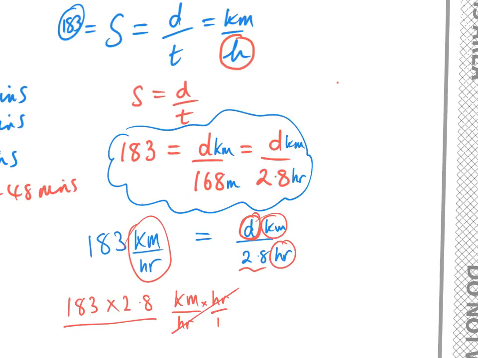So if we look at 183 times 2.8, I get here 512.4 kilometres. Okay, so if the explanation was a bit too long, then just skip forward a bit. You can press the left or right arrow key to go forwards and backwards. So 512.4 kilometres.